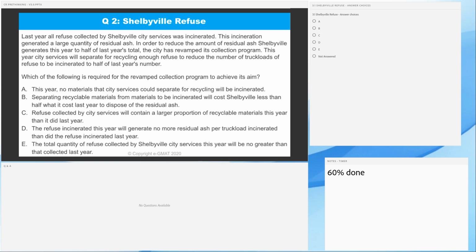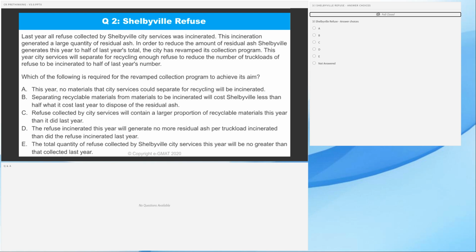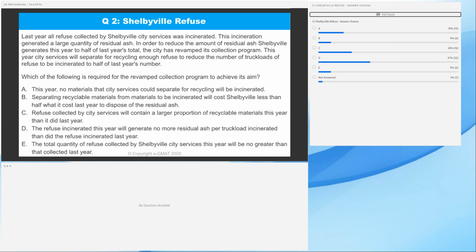All right, pretty much everyone's done. Get those answers in. 3, 2, and 1. Let me end the poll. Broadcast results. You can see a much better chart over here than was there for the previous question.